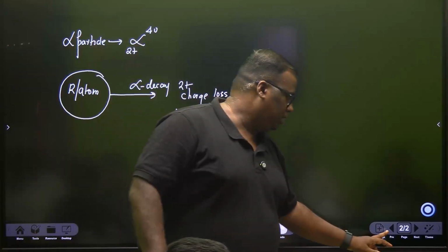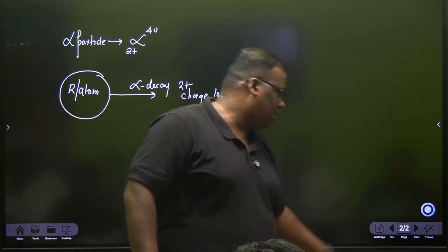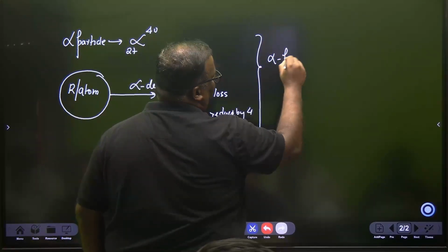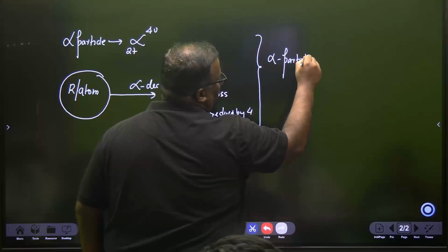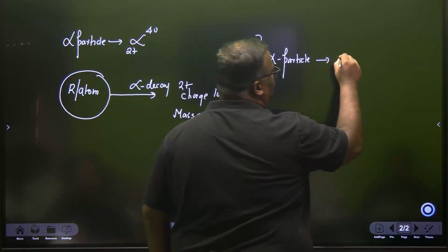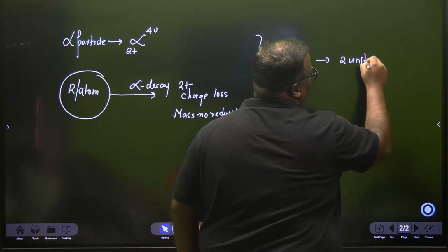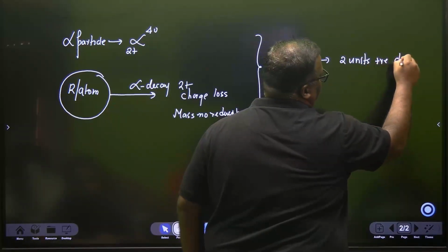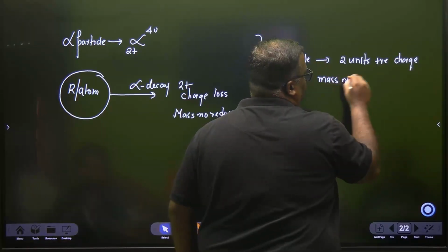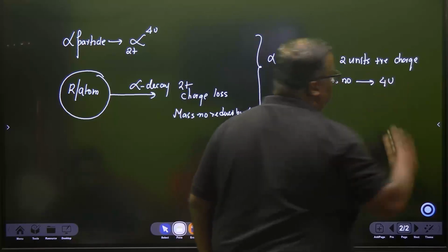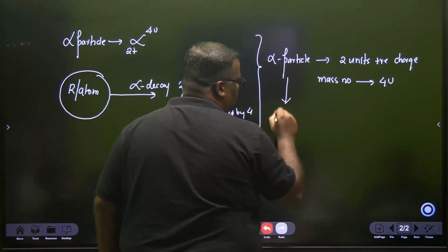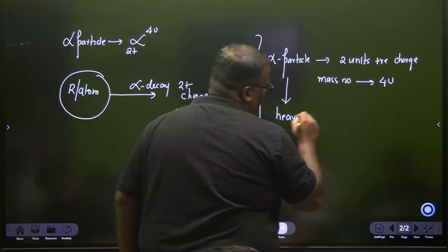So our topic now will be the alpha particle. Let's understand an alpha particle. What is the property of an alpha particle? An alpha particle is released during a radioactive emission, and it has 2 units positive charge, right? And it has a mass number. Its relative atomic mass is 4u, 4 atomic mass unit. That means this particle is very, very heavy.